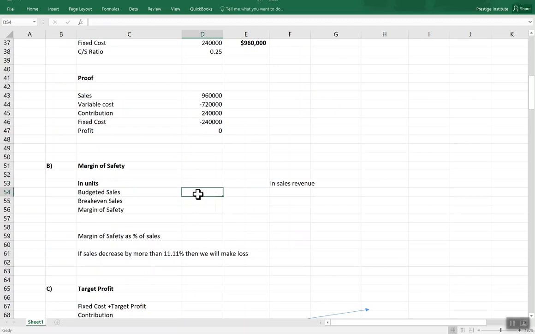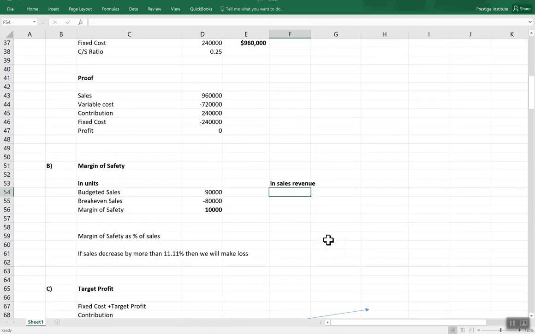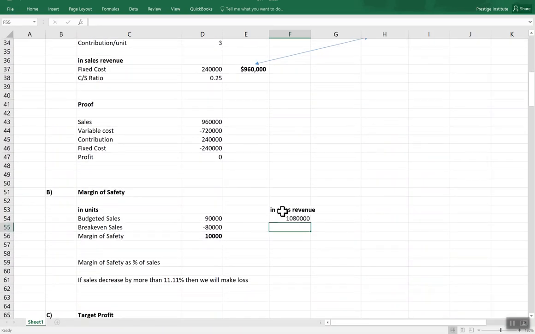You look at budgeted sales, which was 90,000, minus break-even sales, which is 80,000, will give you margin of safety, which is 10,000. Or you could find it in sales revenue. You look at budgeted sales revenue, which we found there, 1,080,000. I'll just link it there. And minus break-even sales revenue, which was 960,000 here. And that would give us margin of safety of 120,000. And when you take 10,000 multiplied by 12, it gives you the same thing.